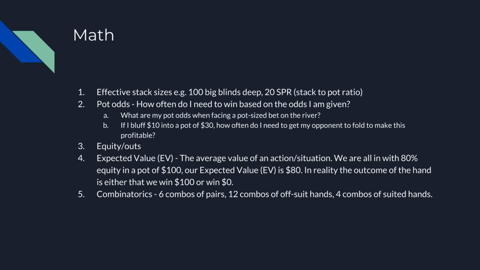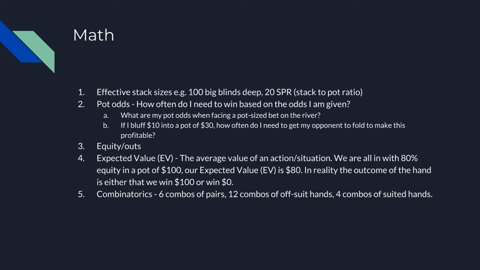And B, if I bluff $10 into a pot of $30, how often do I need my opponent to fold to make this profitable? So we're calculating again the break-even percentage. We bluff 10 into a pot of 30 plus 10, so 10 divided by 40 gives you 25%. So if we bluff this sizing, we only need to win at least 25% to break even.